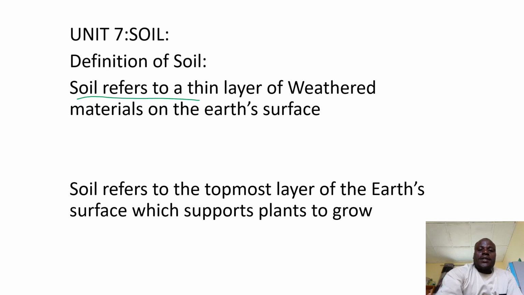Soil refers to a thin layer of weathered materials on the earth's surface. It is a thin layer of weathered materials covering the surface of the earth. Another student may say that soil refers to the topmost layer of the earth's surface, which supports plants to grow.